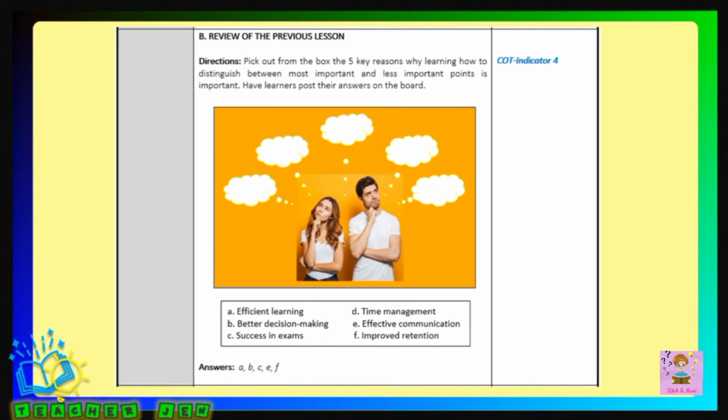Dito, ginawa kong mas engaging ang aking review activity by letting learners pick from the box the ideas that will complete the thought bubbles. As you can see, nilagay ko sa annotation yung COT indicator 4. This indicator says, managed classroom structure to engage learners individually or in groups in meaningful exploration, discovery, and hands-on activities within a range of physical learning environments.